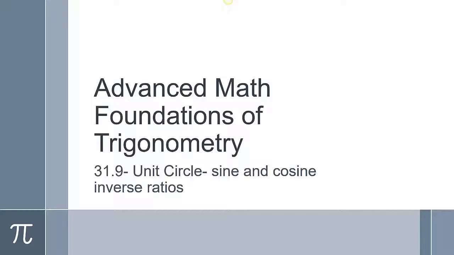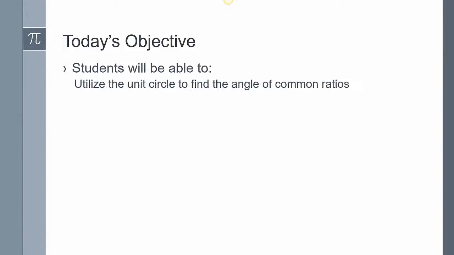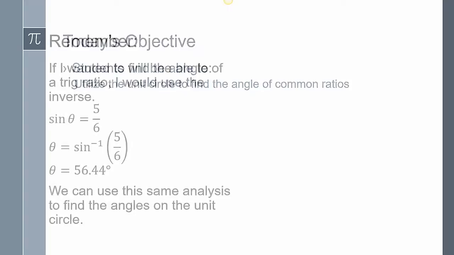Today's going to be 3.1.9. We're going to take a look at the unit circle again, and we're going to look at sine and cosine inverse ratios. So we're going to utilize the unit circle to find the angle of common ratios.